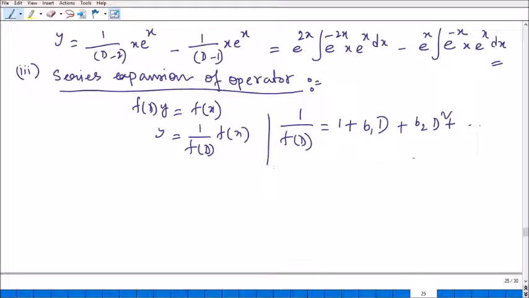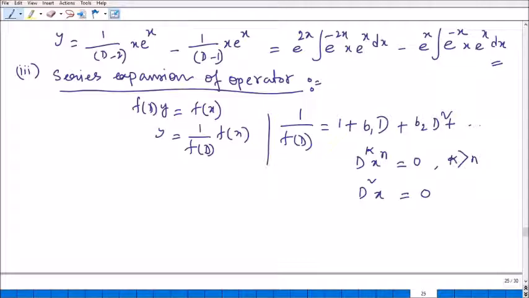Now the higher powers of D are neglected, because we can say that D to the power k of x to the power n is equal to 0 if k is greater than n. For example, suppose k equals 2 and n equals 1. That is the double derivative of x, so it is 0, because the first derivative of x is 1 and the double derivative of x is equal to 0. That is why the higher order terms are neglected.